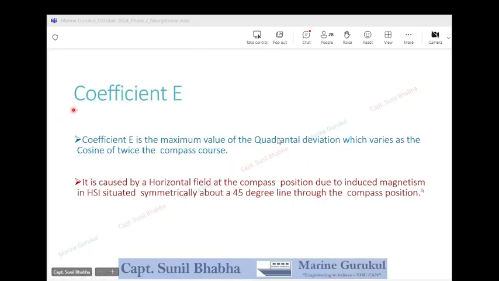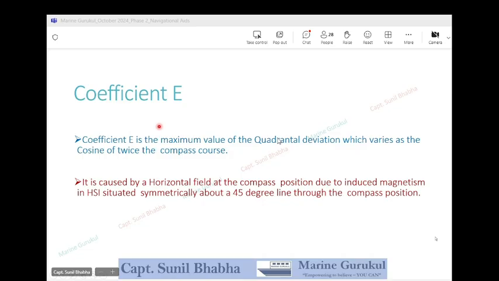Let's now move on to the next coefficient, which is coefficient E, eco. Coefficient E is very similar to coefficient delta, with only one difference. You can assume it has a phase difference of 45 degrees. Coefficient delta was the strongest on intercardinal headings, and it was 0 on cardinal headings. Whereas coefficient eco is 0 on intercardinal headings, and it is maximum on the cardinal headings.